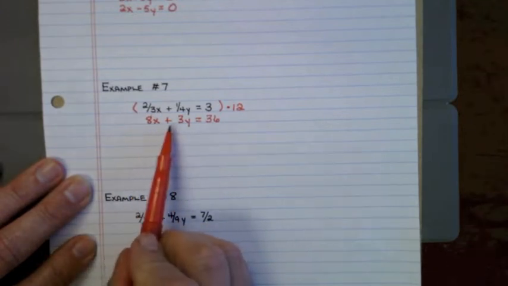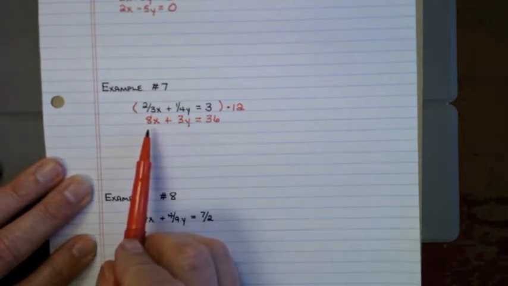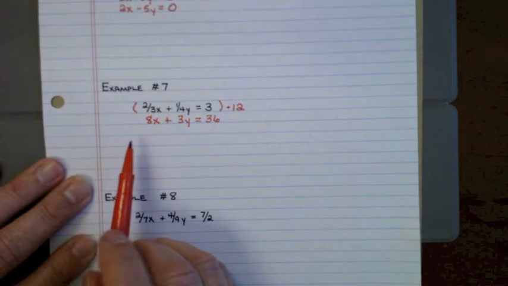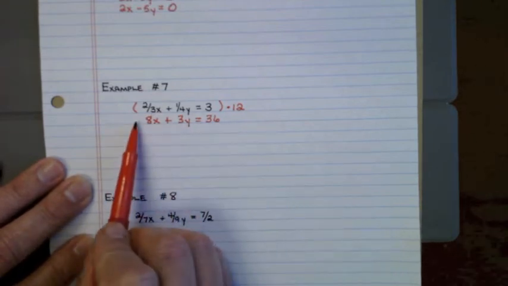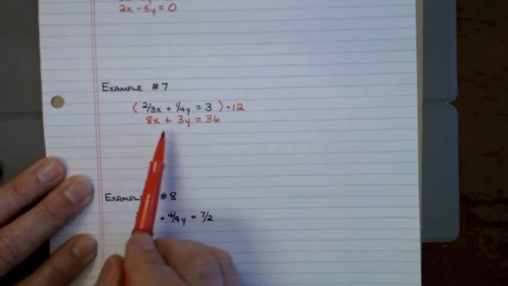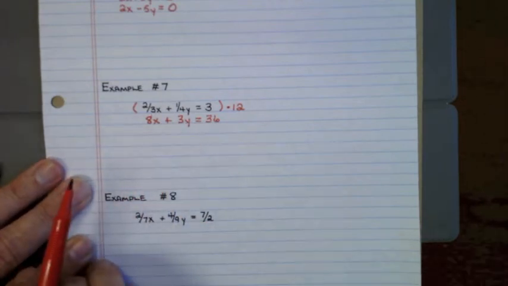Are all the variables on the left side? Yes. Is it in alphabetical order? Yes. Are there any fractions? No, don't have to worry about that. Is the first one negative? No, don't have to worry about that. This is now in standard form.